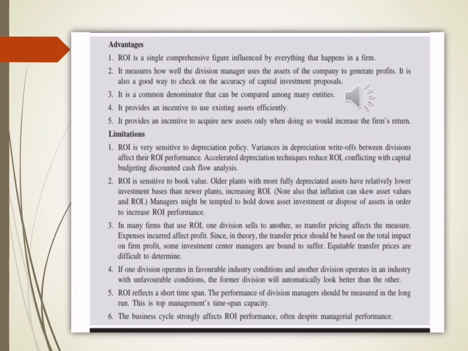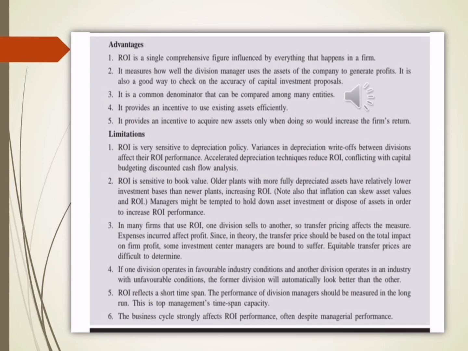And for its limitations, ROI is very sensitive to depreciation policy. Variances in depreciation write-offs between divisions affect their ROI performance. Accelerated depreciation techniques reduce ROI, conflicting with capital budgeting discounted cash flow analysis. And for number 2, it is sensitive to book value.